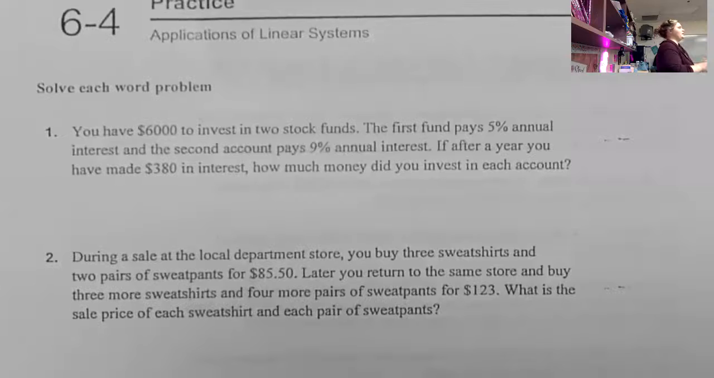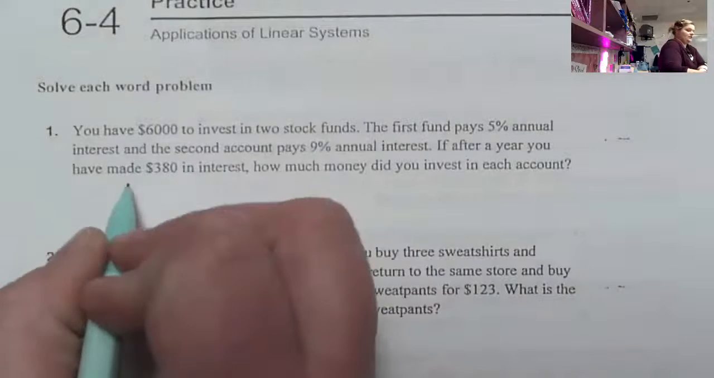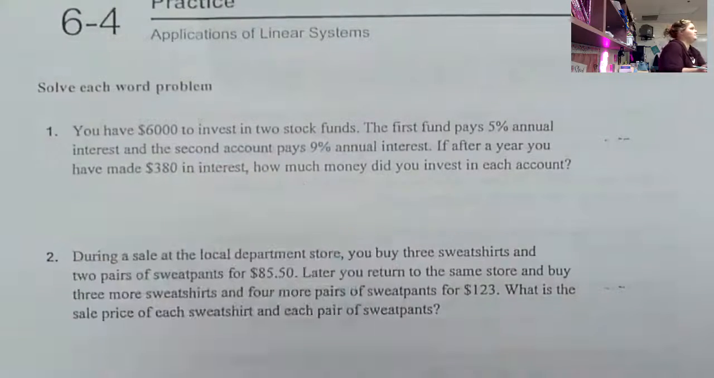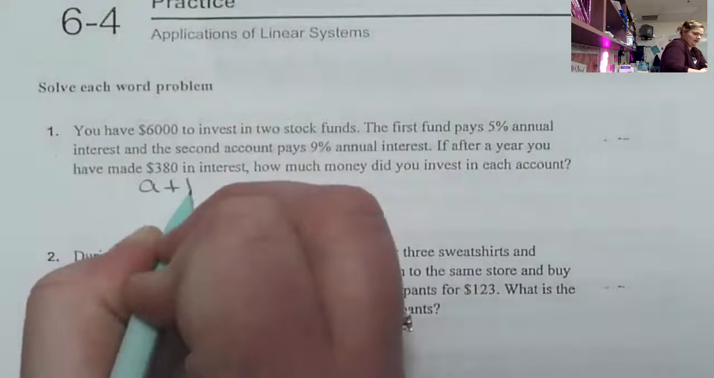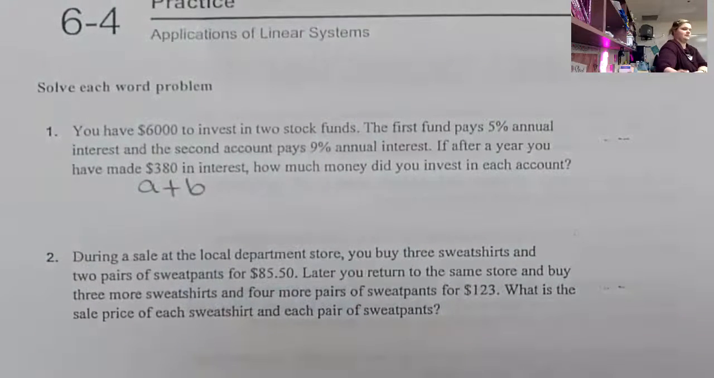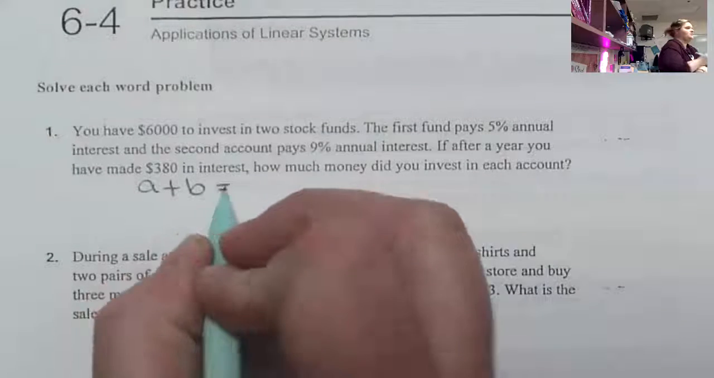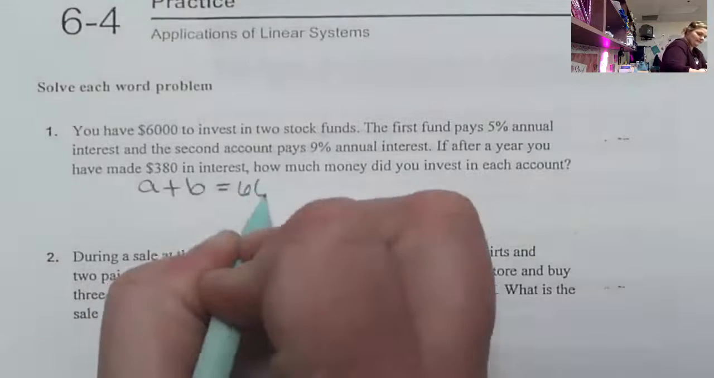Okay, what are the things we're talking about? Money, and how many accounts? Two accounts, okay, and interest, exactly. So we have two accounts, what should we name them? A and B, love it. So I have account A and account B. Okay, there we go. And how much money is in account A and B together? How much money do I have to put in? 6,000. Okay.